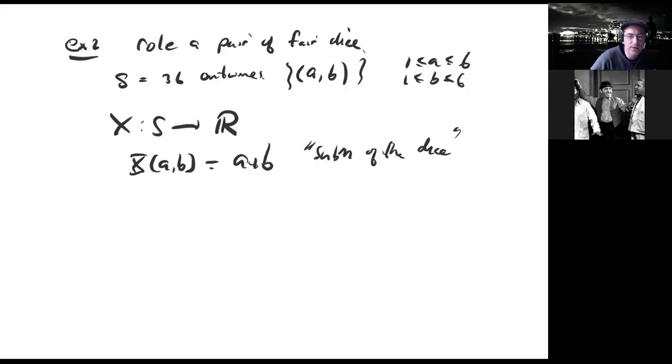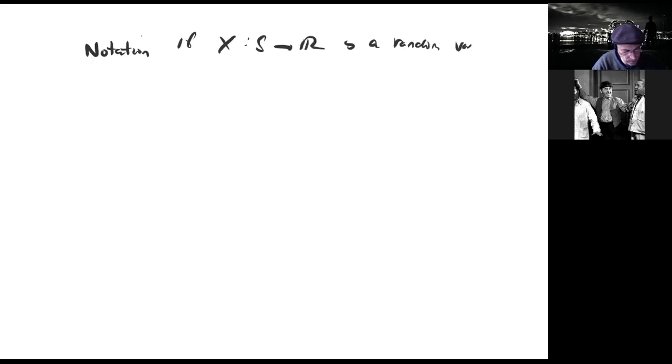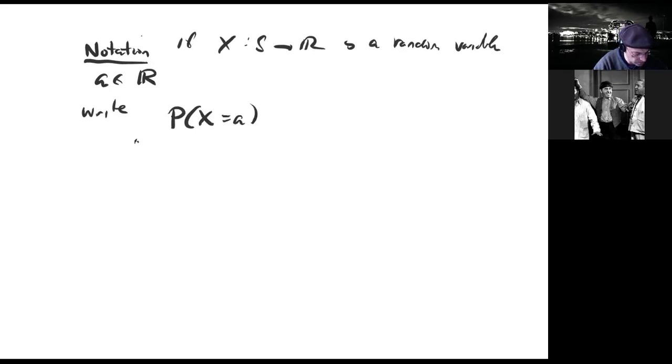So now I'm going to move on to some definitions, some very important definitions. First, some notation. If X is a random variable, and A is any real number, we're going to write the probability that X equals A. This is how you read this.